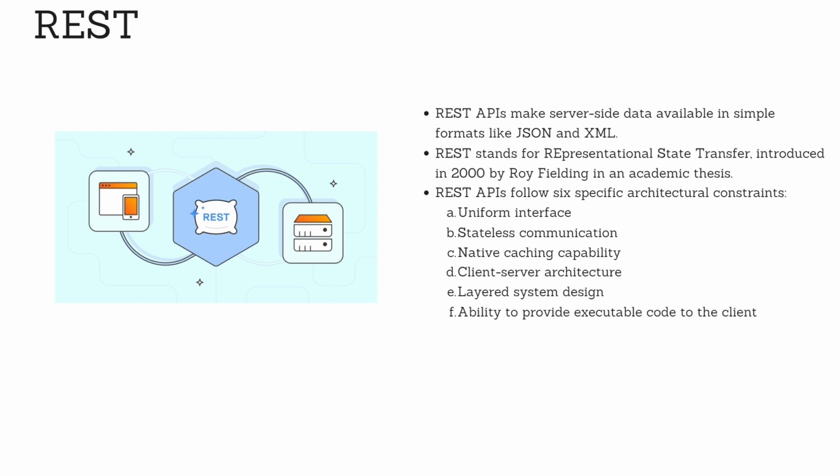First, let's start with REST APIs. REST APIs are designed to make server-side data readily available by representing it in simple formats such as JSON and XML. The acronym stands for Representational State Transfer, and it was released in 2000 after being introduced in an academic thesis by Roy Fielding. This type of API adheres to six specific architectural constraints, which are the uniform interface, completely stateless, native caching, client-server architecture, a layered system, and the ability to provide executable code to the client.